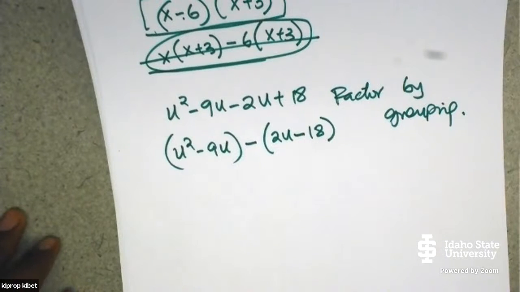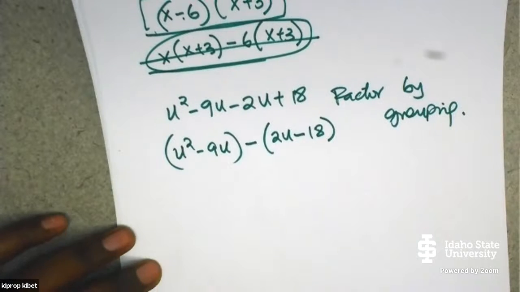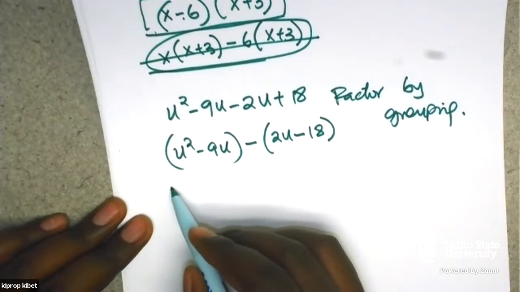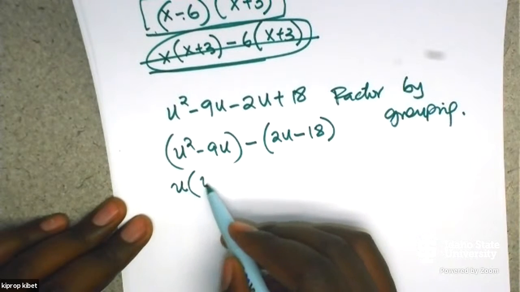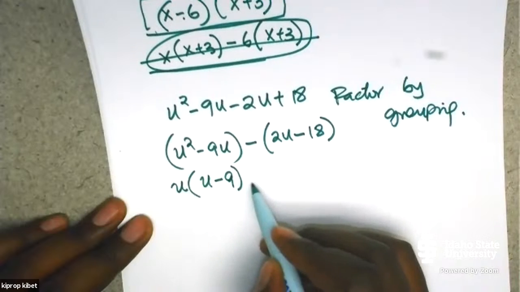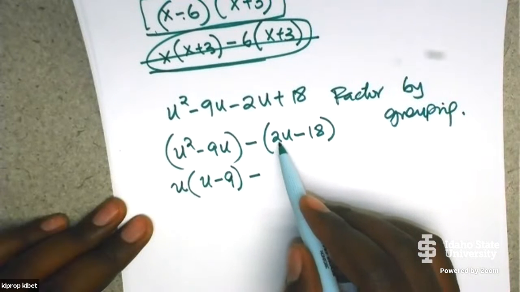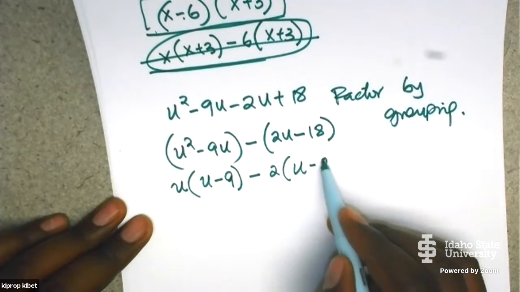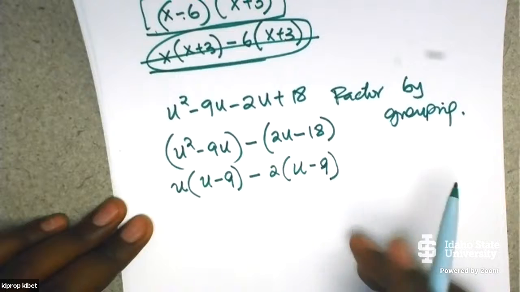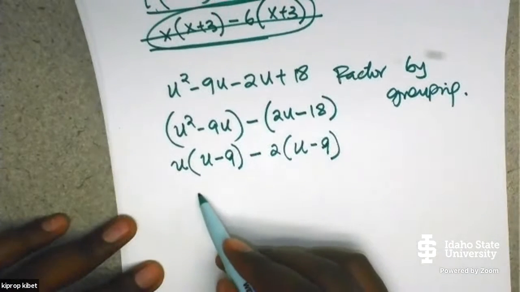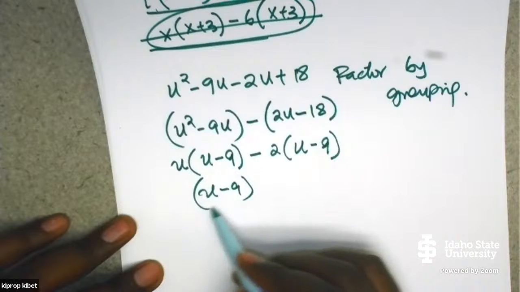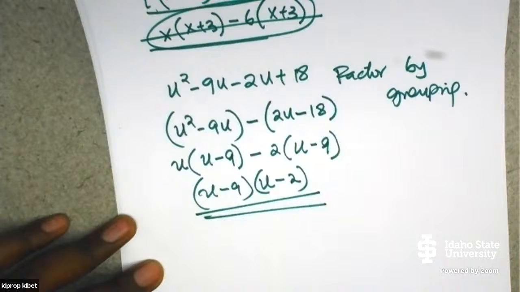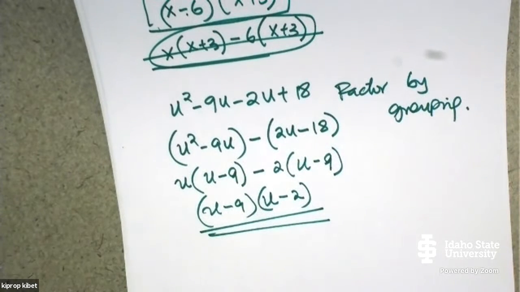Okay, and now we do what? We factor out the greatest common factor. So our greatest common factor in the first one here is what? u. And then u minus 9. Minus, our greatest common factor here is what? 2. u minus 9. What is our greatest common factor in each one of them? u minus 9. What remains is what? Minus 2. u minus 2.